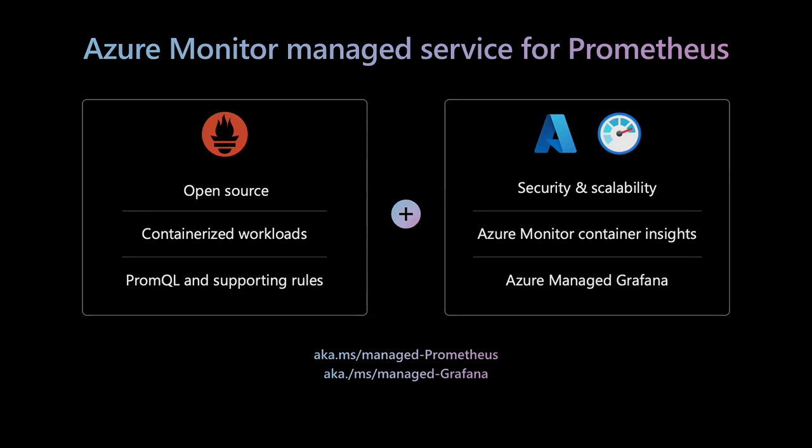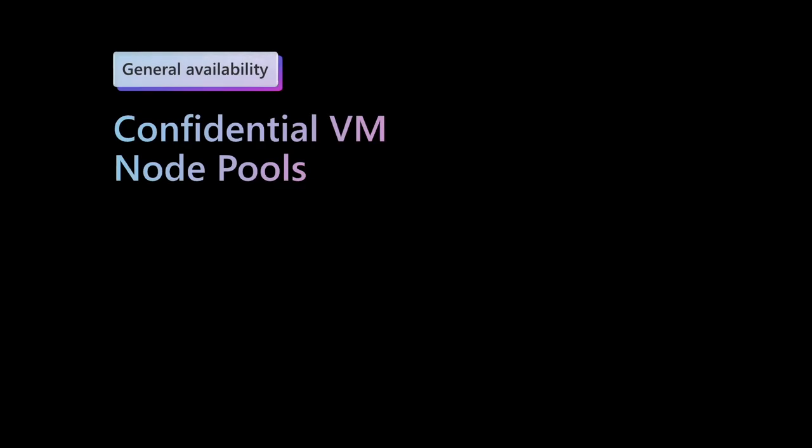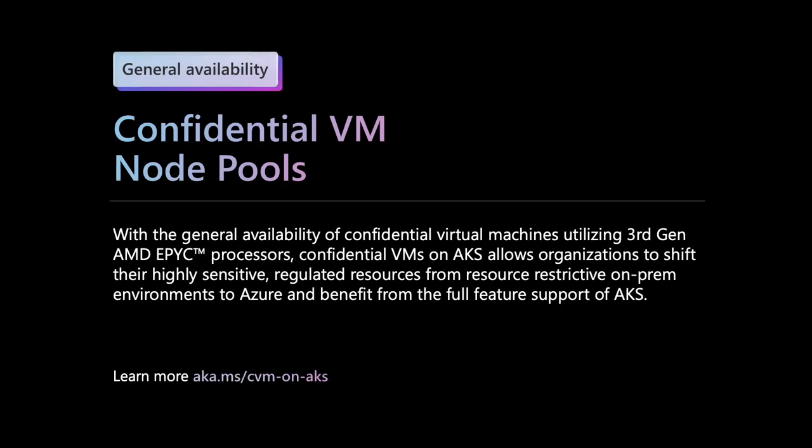Azure Managed Grafana service. Now, at Inspire, Satya announced the general availability of confidential virtual machines utilizing third-generation AMD EPYC processors. AKS is first to market in enabling AMD SEV-SNP confidential VM node pools in Kubernetes, adding defense in depth to Azure's hardened security profile.